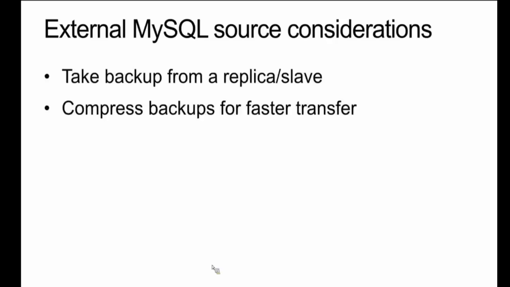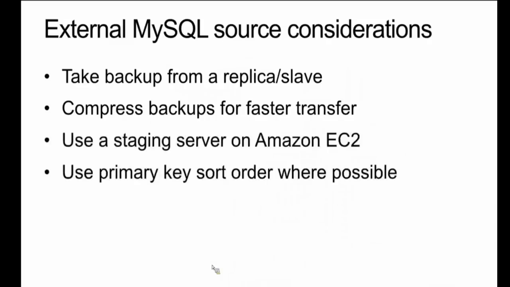If you're coming from an external source, there's a few things to take into consideration. You'll most likely want to take a backup from your replica or a slave, so you're not impacting your master. Since we're going to be taking those maybe across the internet in a lot of cases, we'll want to compress them so that they will transfer faster. And as I mentioned earlier, move these to a staging server in EC2.